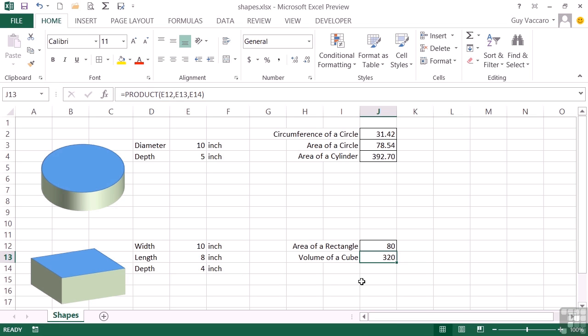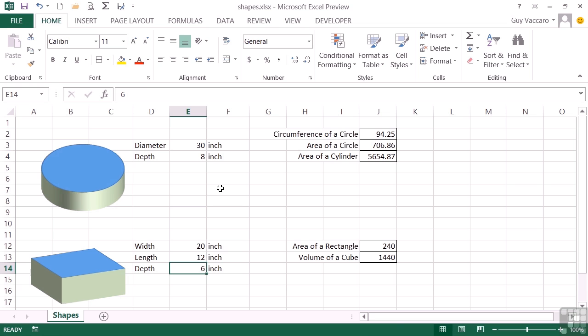All of those are functions, the PRODUCT function and the functions using pi. So any alterations on these values here, so let's go for a much wider circle, and the circumference increases, the area increases, and therefore the volume. Let's increase the depth dramatically, and the volume changes. And the same with our rectangular shape, we'll go for a wider width, a wider length, that increases both the rectangle and the cube volume, but changing the depth will only affect the cube volume.